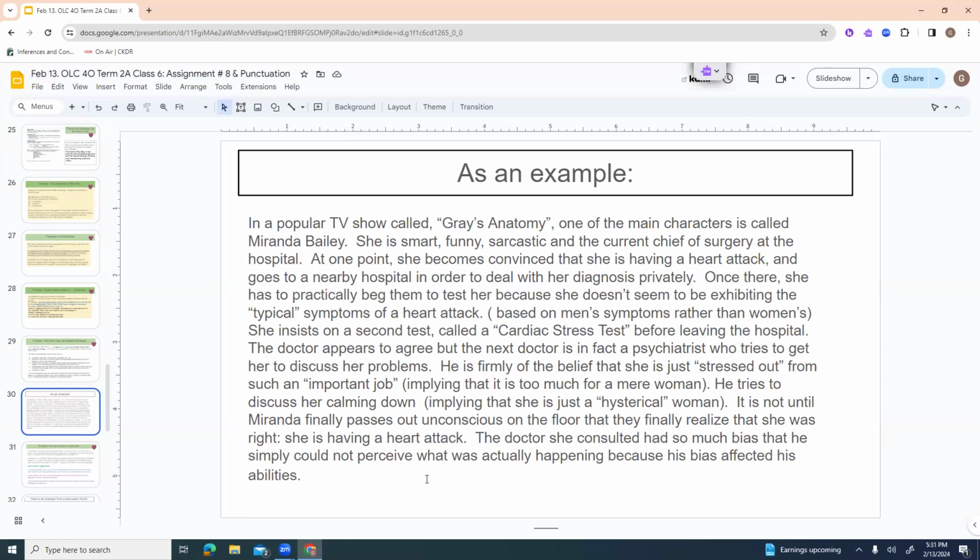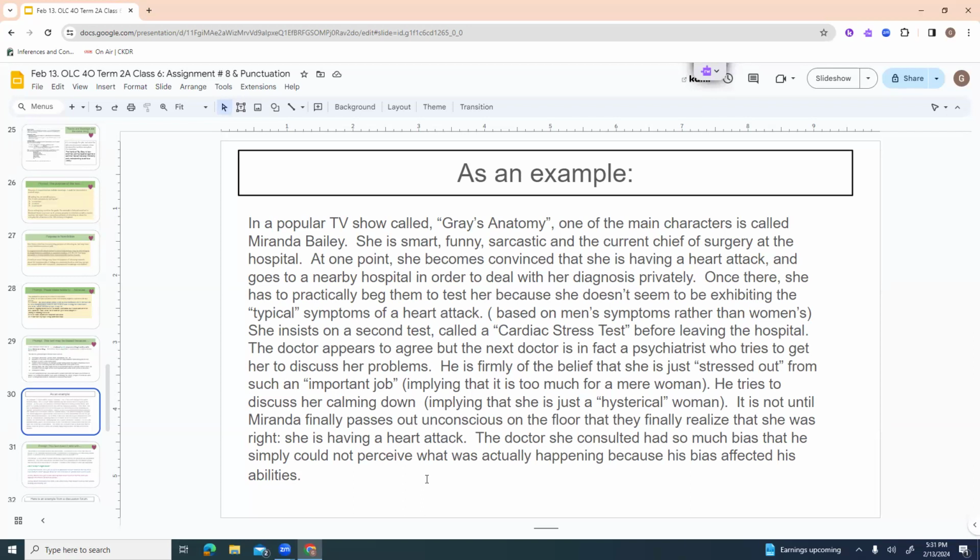And once there, she has to practically beg them to test her because she doesn't seem to be exhibiting the typical symptoms of a heart attack. But they're looking at typical men's symptoms rather than women's. So then she insists on a second test, which is called a cardiac stress test, before leaving the hospital. And the doctor she's talking to appears to agree, but the next doctor that shows up is actually a psychiatrist who's trying to get her to discuss all her emotional problems.